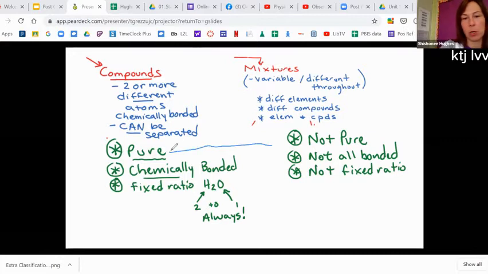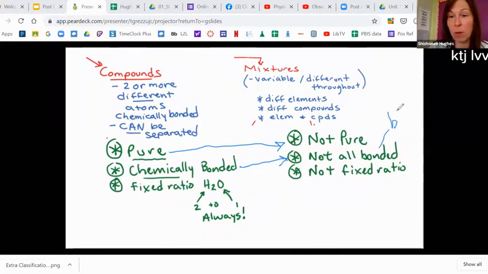Compounds are pure, mixtures are not pure. Compounds are chemically bonded, mixtures are not chemically bonded. And I hate using the same word when we have something like mixture to say they're mixed together, so maybe another word you could say is they're blended together, not physically bonded.